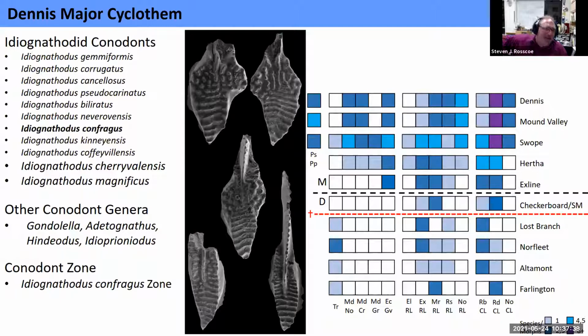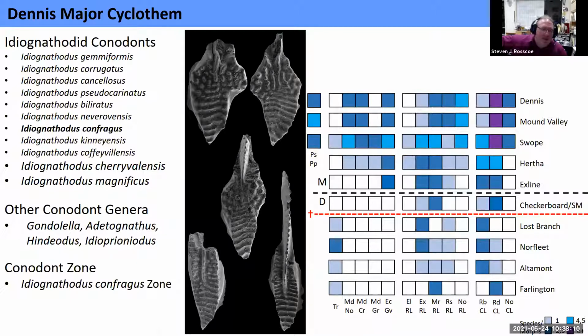For the Dennis, this is the next major cyclothem up, and it is very well known for Idianathodus magnificus, which you see at the top here. Very robust rostral and caudal lobes. This is our first return of robust rostral and caudal lobes. And we also see Idianathodus cherryvalensis, the two bottom photos here, where you're actually getting a good look at the complete loss of rostral and caudal lobes.